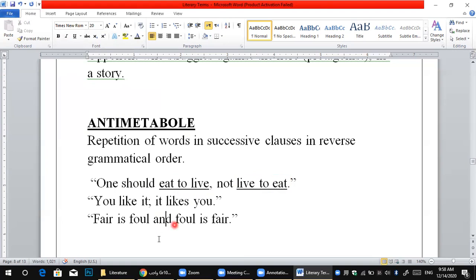You like it, it likes you. So here, this is called antimetabole. What does antimetabole mean? Repetition of the words in the opposite way. Fair is foul, and foul is fair. That's called antimetabole.